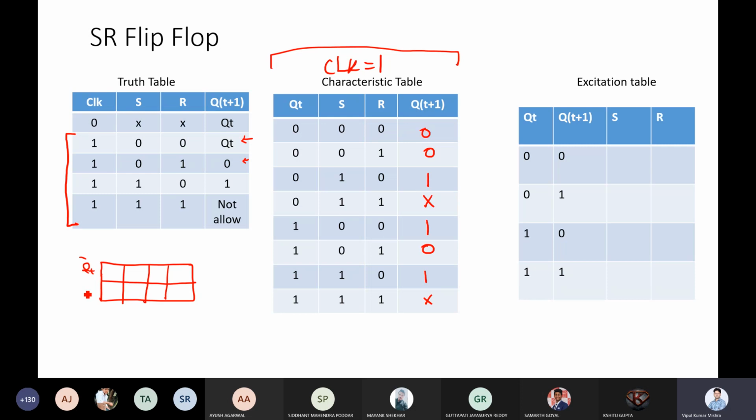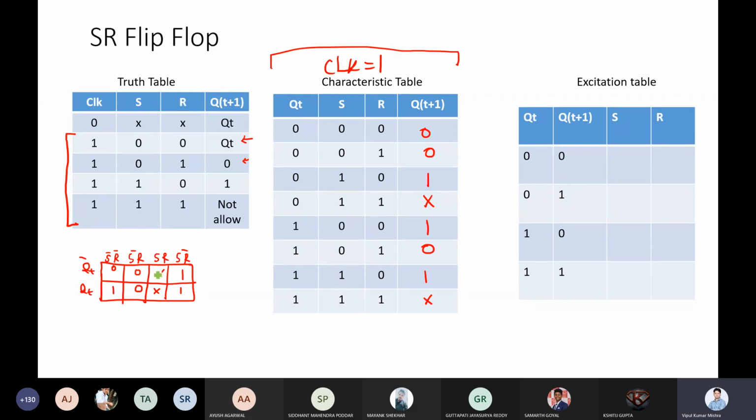So here it's Qt bar, here it's Qt, S bar R bar, S bar R, SR, SR bar, and let me fill the values 0, 0, 1, X, then 1, 0, 1, X, right? Now, as this is X, X means don't care, meaning that state will not occur or is not allowed. In that case, how will you make the pair or quad?